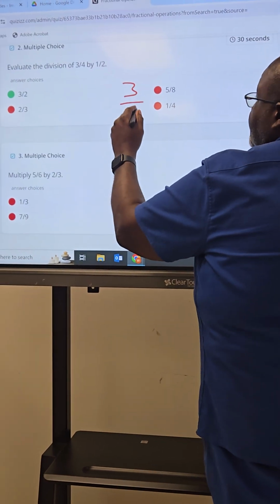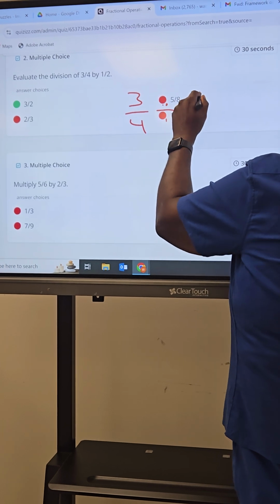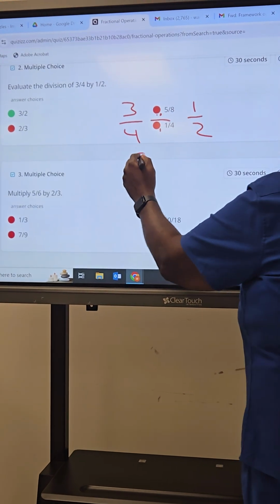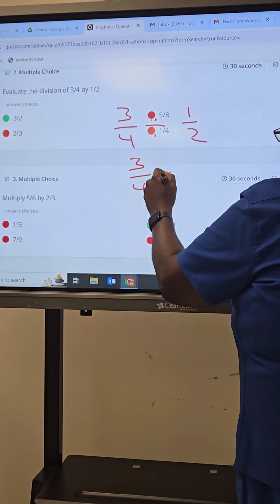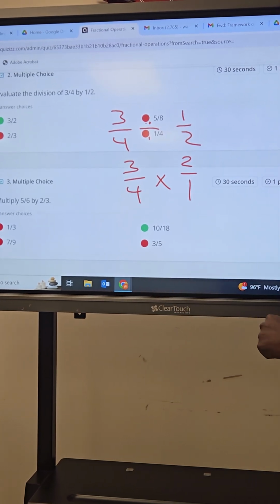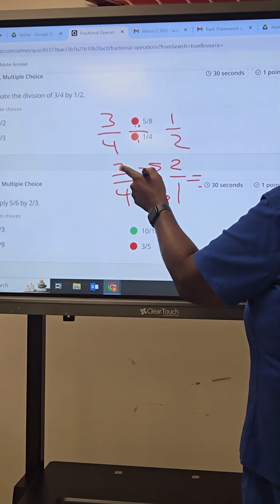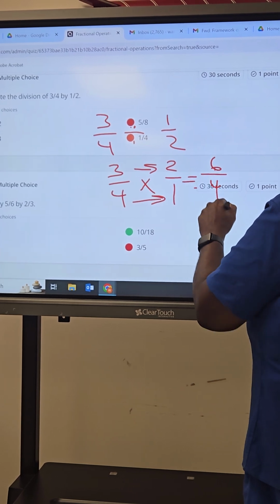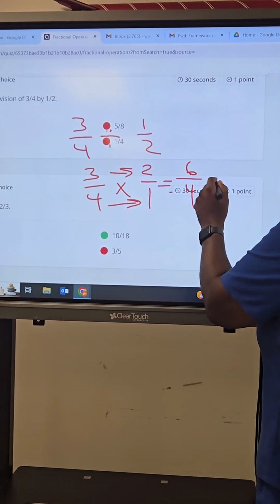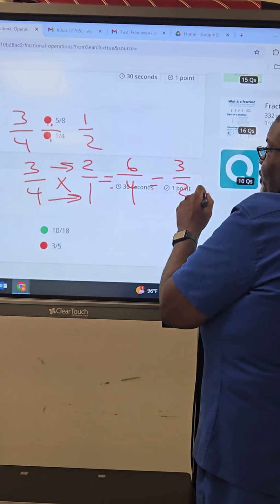3/4 divided by 1/2. Copy, change the sign, and flip. Now we multiply straight across as if it was multiplication. 3 times 2 is 6 over 4. I can reduce this by 2, correct? Yes. That's 3/2, and we're done.